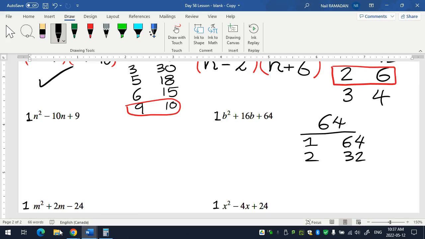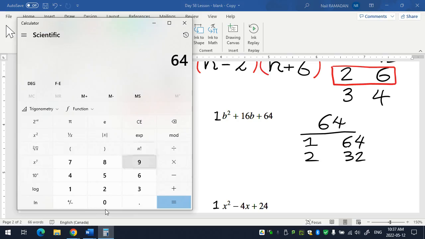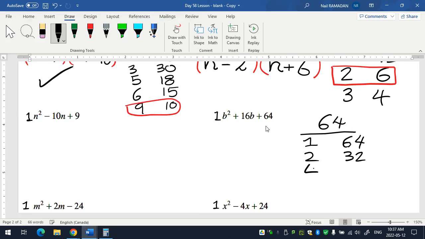And I'll prove it to you. 64 does not divide 3. It's an infinite decimal. It does divide 4. So my next number is 4 times 16.